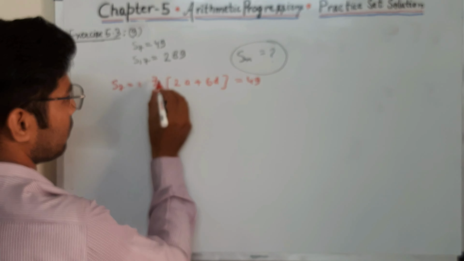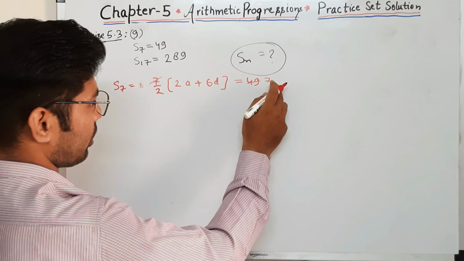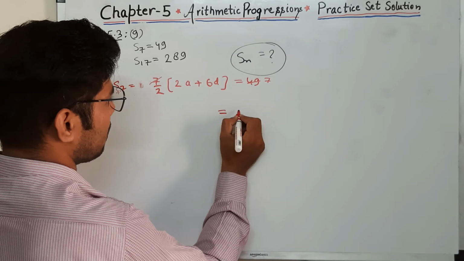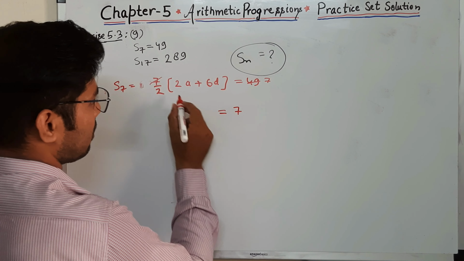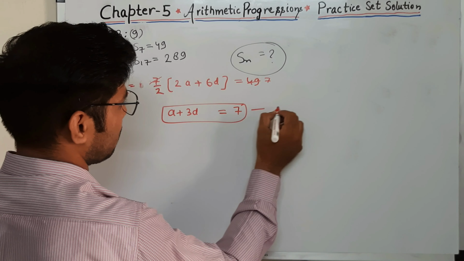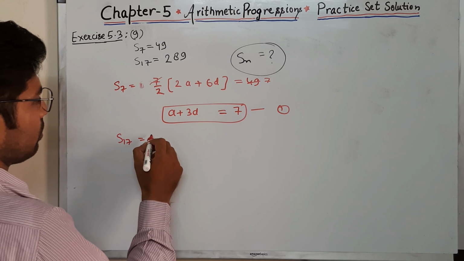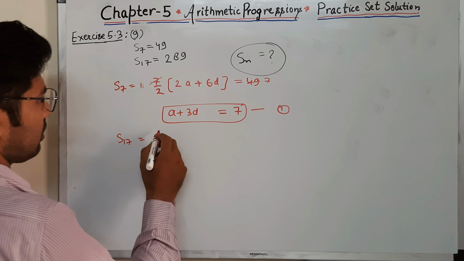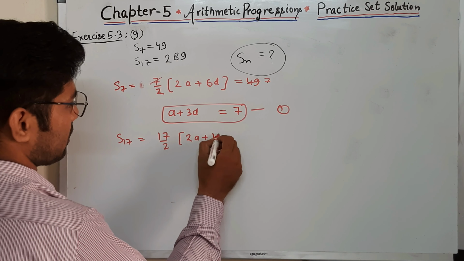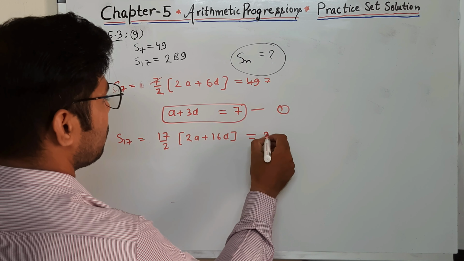If you solve it further, 7 and 2 will come here, it is 14, and this 2 also divides this 14, it will be 7. So we get 7 times a plus 3d. So this equation we get. Now take S17, which is equal to 17 by 2 twice of a plus 16 into d. Okay, this we have value 289.